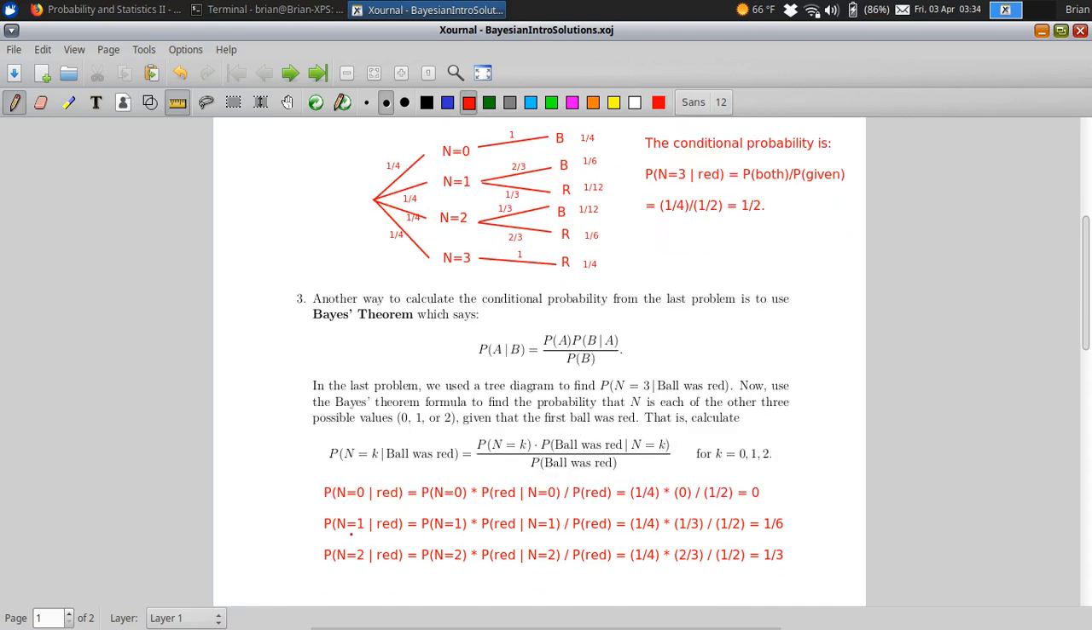Okay, when n is 1, you do the same math. Now you have the probability n is 1 is a quarter, the probability of red given n being 1. Well, if n was 1, then the probability you take the red path is a third. So you do a quarter times a third and then divide by half, you get 1/6. And then the last one, you just punch in your numbers, divide by half, you get 1/3.